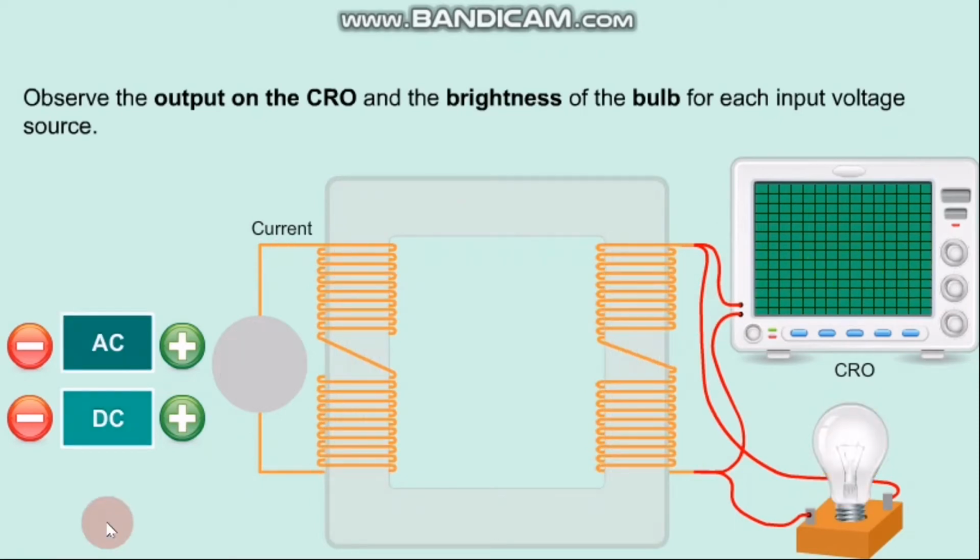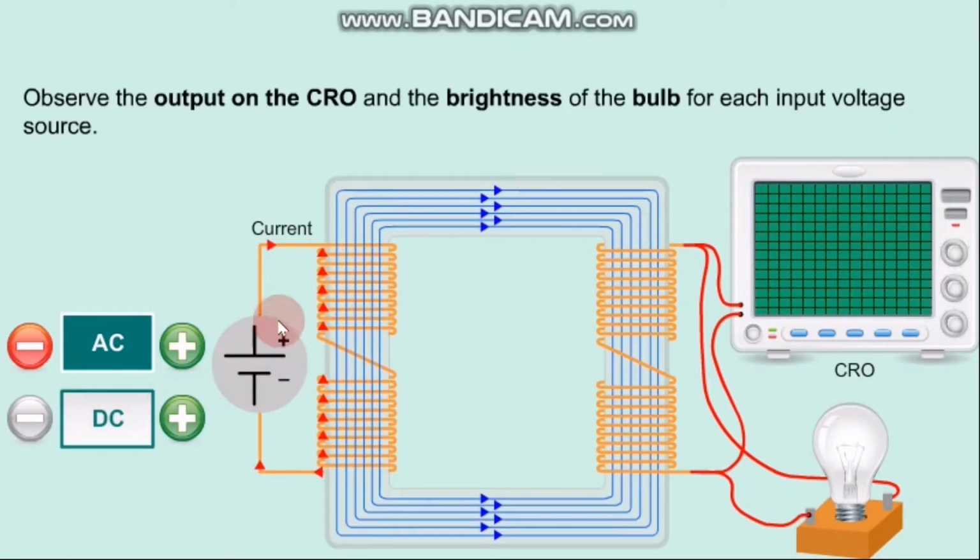And now let's find out what happened when we connect a DC voltage to the input circuit. You can see there is a current flow in the primary coil, and the current flows in one direction, and this shows the magnetic field line in the soft iron core. On this side, there is no current flow at the output, so the bulb will be light off.